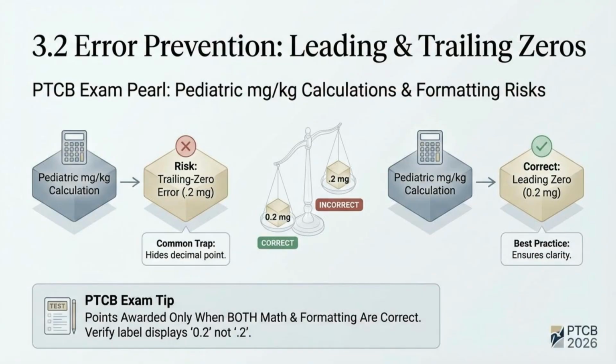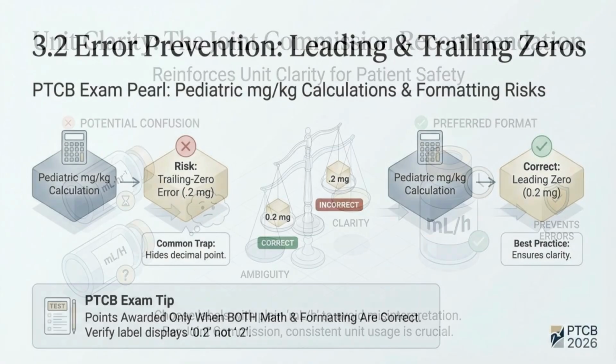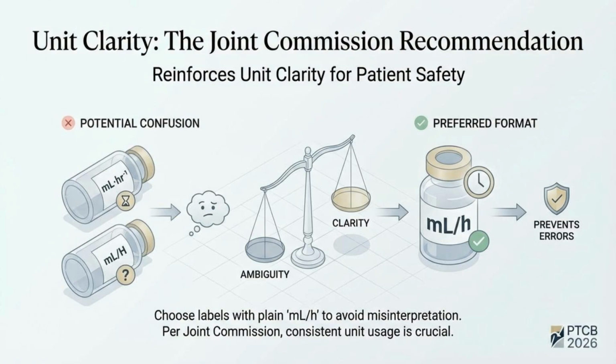Leading zero formatting is essential in pediatric calculations, where missing or trailing zeros pose a risk. Points are awarded only when both the math and formatting are correct, ensuring clarity on the label. To avoid unit misinterpretation, the Joint Commission recommends using clear unit formats. Choose labels with plain milliliter per hour over mLHR to prevent ambiguity and errors, ensuring consistent unit usage.